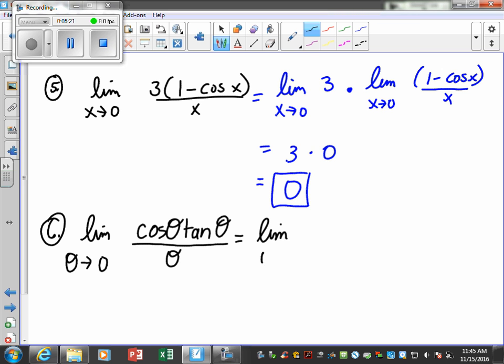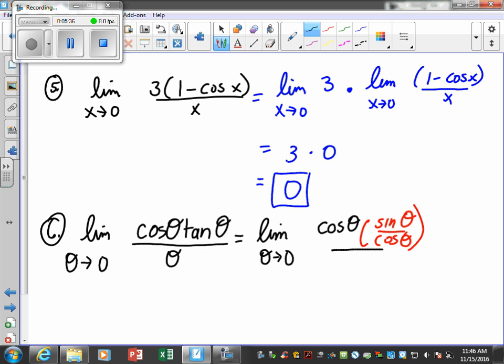Yeah, and I'll show this each step out. So cosine theta, there's not much more I'm going to do right now, but how can I rewrite tangent theta? Sine of theta over cosine of theta. Good. And then let me just leave this over theta. Well, what happens there? Good. We have our cosines that we can cancel.